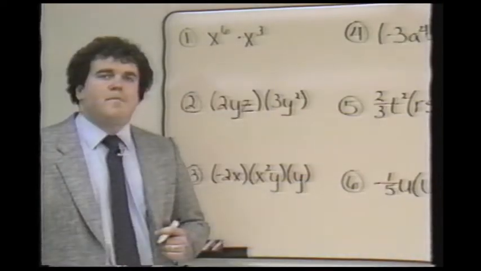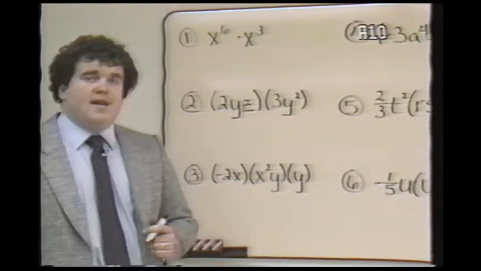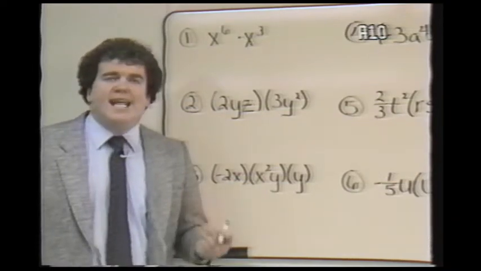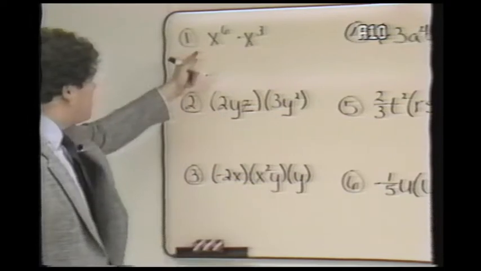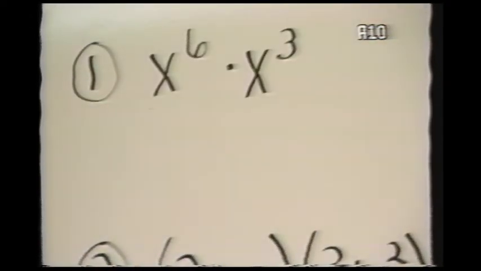In lesson number 10, we're going to multiply monomials. Now, when we multiply monomials, we simply add the exponents to like variables. In other words, let's look at problem number 1. X to the 6th times x cubed.